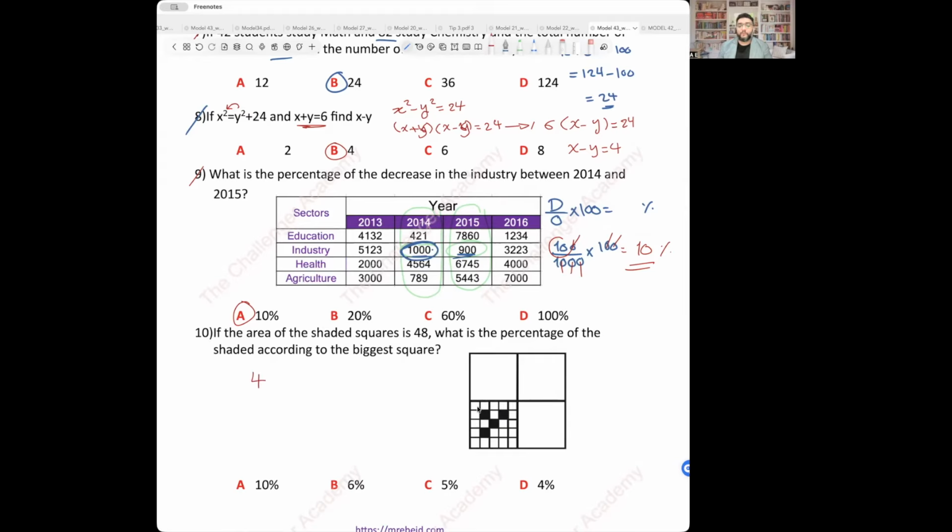Also, we can count the number of squares: 1, 2, 3, 4, 5, 1, 2, 3, 4, 5. So in each square, we have 25 squares. This one we have 25, this one 25, this one 25, and this one 25. Their sum altogether is 100, so 4 over 100, which is 4%.